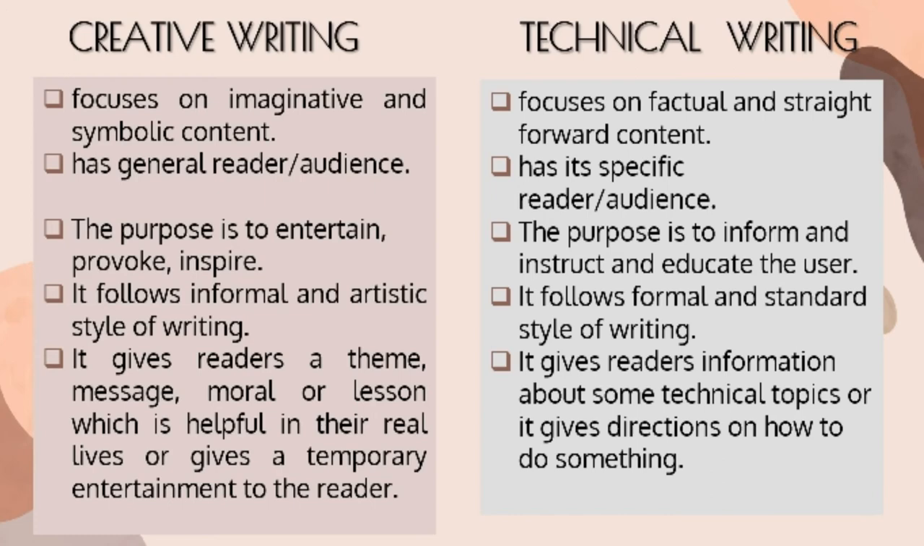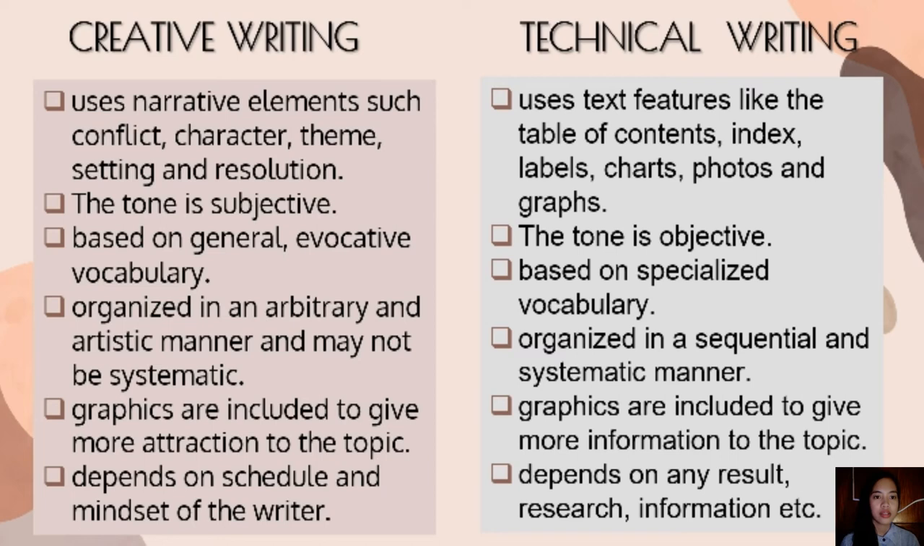Next, in creative writing, it uses narrative elements such as conflict, character, theme, setting, and resolution. In technical writing, it uses text features like the table of content, index, labels, charts, photos, and graphs. In creative writing, the tone is subjective. Meanwhile, the tone of technical writing is objective.